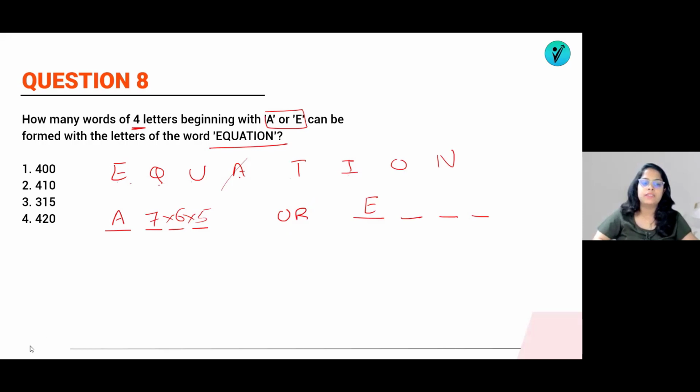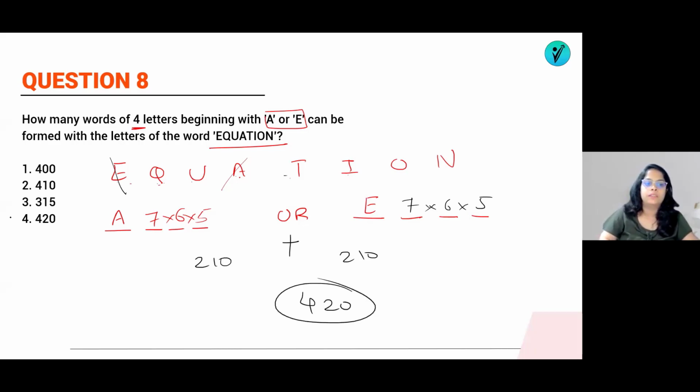Now suppose it is starting with E. If it is starting with E, then again I will consider out this E and I will consider the others. Suppose I am not taking this E. 1, 2, 3, 4, 5, 6, 7, means again 7 into 6 into 5. So this was the 'or', which means you will add it. How much will it be? 6 5s are 30, 3 7s are 210, plus 210. So total will be equal to 420. So your answer was option number 4. Even from permutation and combination, they have asked a much easier question.